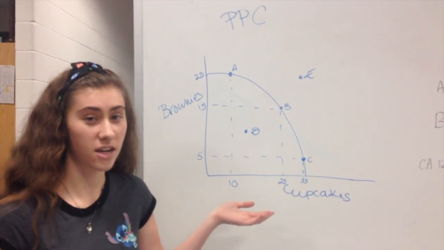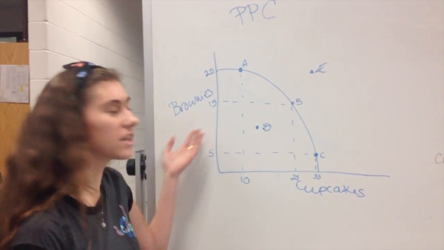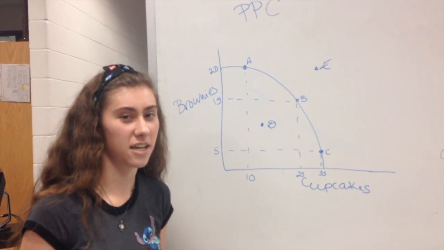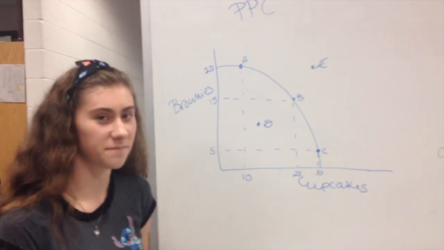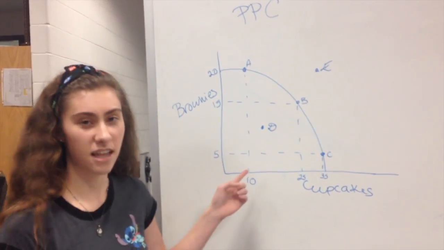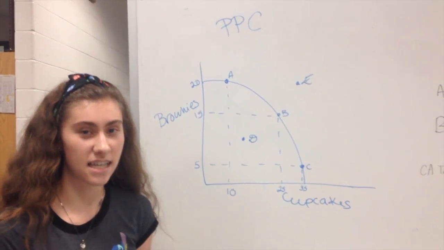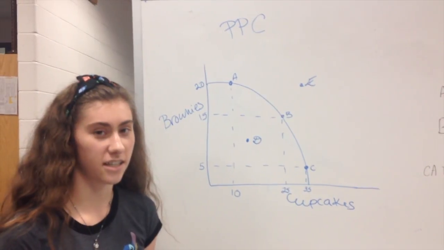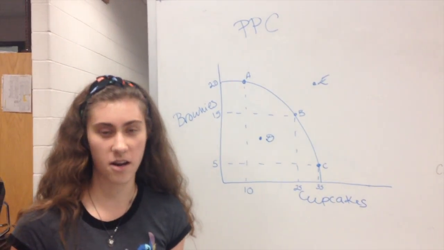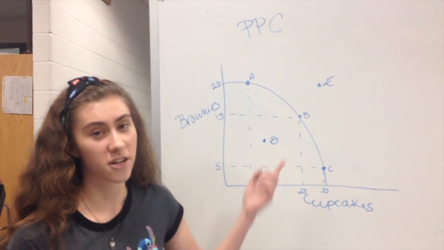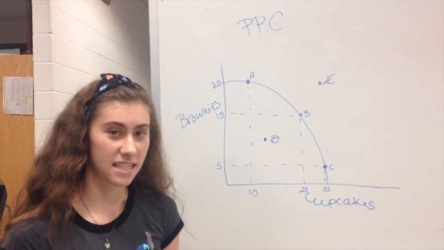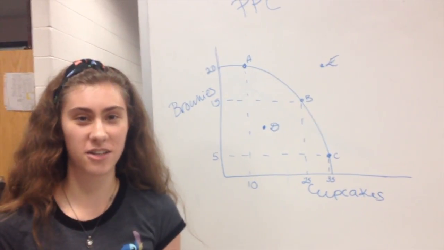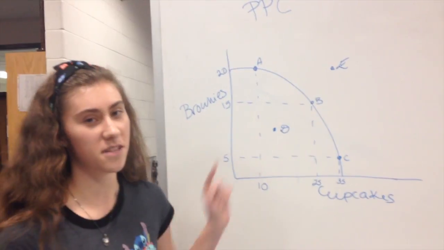We have an opportunity cost of all the other brownies we could have made when we're making cupcakes instead. Any point to the left of the curve, such as point D, is inefficient. For example, there's a recession going on, while any point to the right of the curve, like point E, is impossible. Opportunity cost increases as we get to the extremes of the curve.